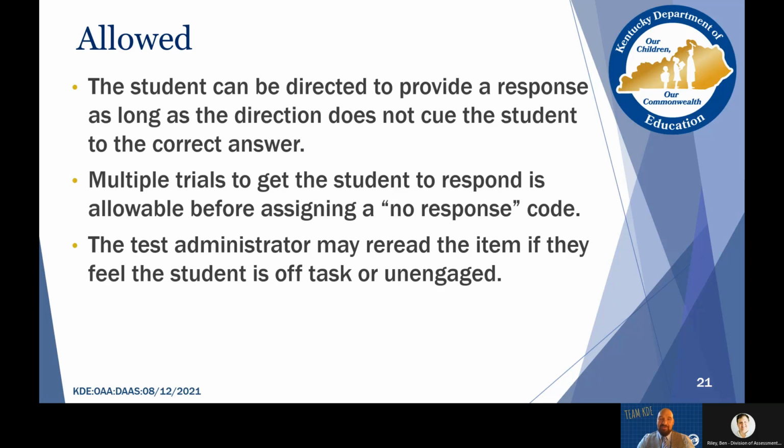Encouraging the student to work and reinforcing the student for working is acceptable. The student should not be provided feedback on the accuracy of any response. The test administrator can provide multiple opportunities for the student to respond before assigning a no response code. If at any time the test administrator feels the student is not engaged or off task, they may reread an item based on their observation. This is only permitted for students on the alternate assessment.